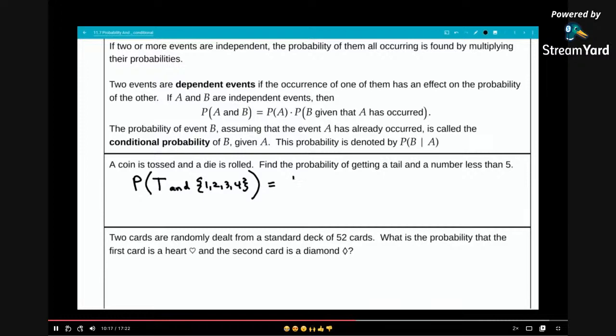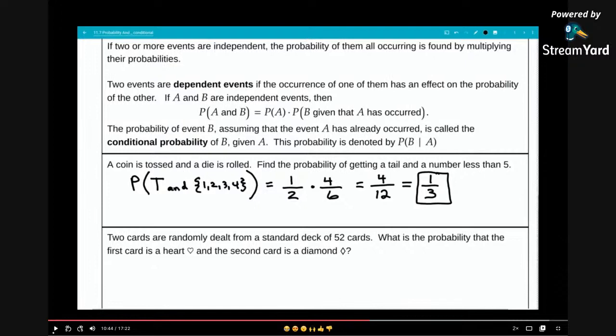So the above definition says if two events are independent, you just multiply their probabilities. The probability of getting a tail on a fair coin is 1/2. And the probability of getting a number less than 5 on a fair die is 1, 2, 3, 4, so 4 out of 6. And that multiplies to 4 out of 12, which simplifies to 1/3. That's it.